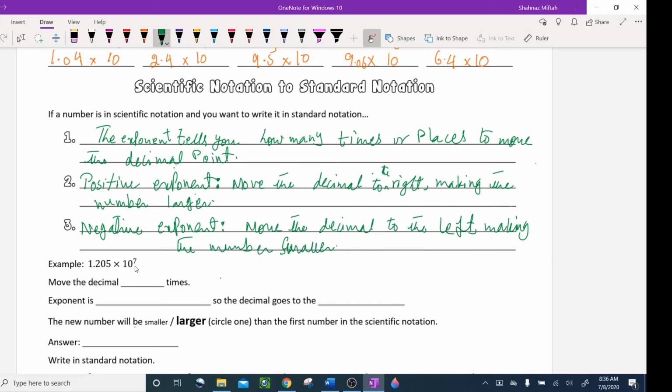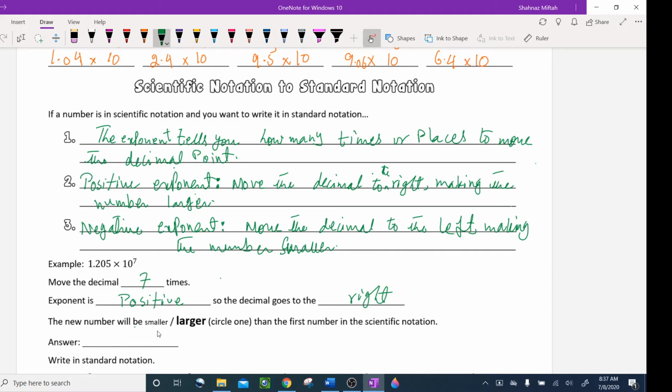1.205 times 10 to the power 7. The exponent is telling me I have to move the decimal 7 times. But since it's a positive exponent, I move the decimal to the right 7 times. So this is my right, and I'm moving the decimal 7 times. Now, the exponent is positive, so the decimal goes to the right.